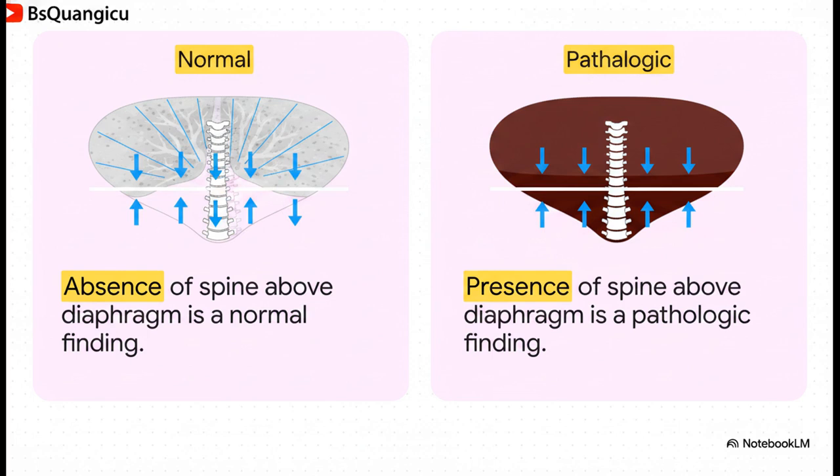But if you visualize the spine continuing above the diaphragm, that's your positive spine sign. It means those ultrasound waves are cutting through free fluid, like a chest full of blood, allowing you to see the bone hiding beneath it. It's a critical pathologic finding.